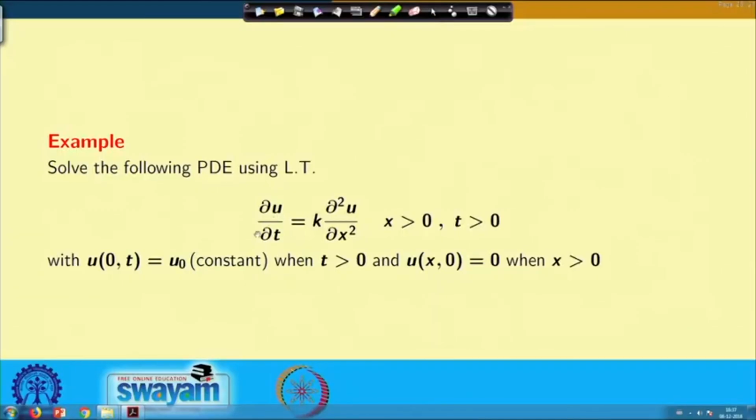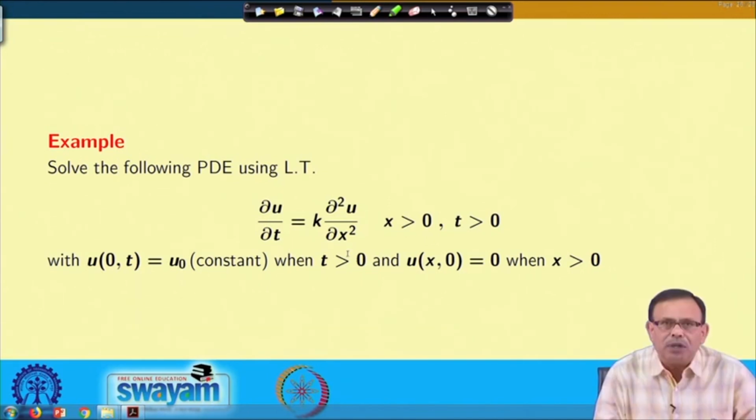Let us take one more example of the heat equation. Solve the following partial differential equation using Laplace transform: del u del t equals k del 2 u del x square, x greater than 0, t greater than 0, with u(0, t) equals u0, which is constant when t greater than 0, and u(x, 0) equals 0 whenever x greater than 0.